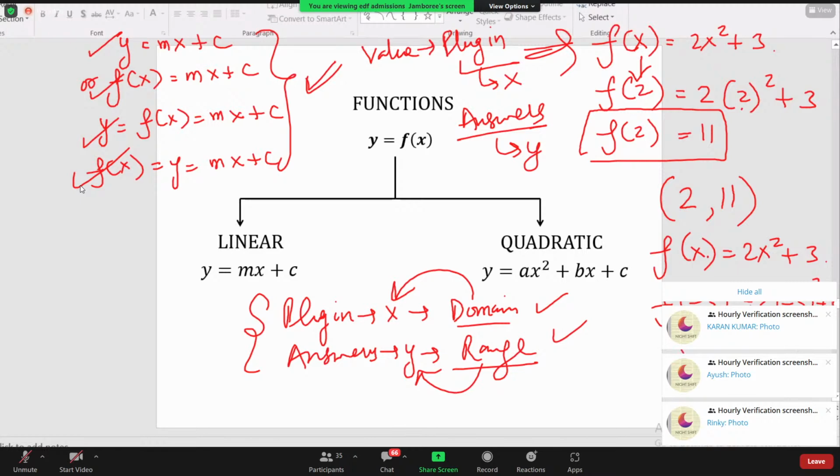And that will be the value of f of minus 3. That means when x is minus 3, y will be 21. So this will be the coordinate that will satisfy.